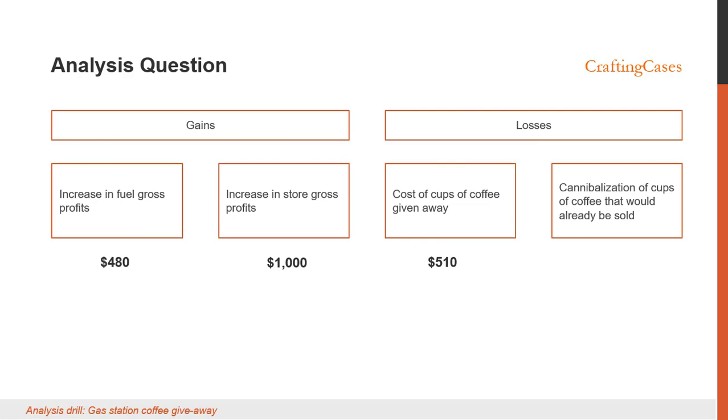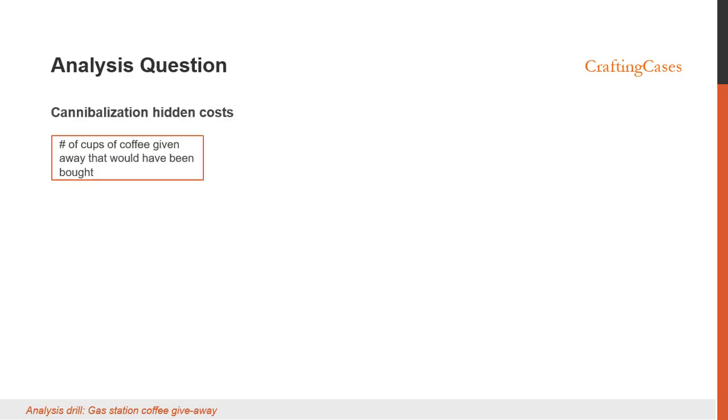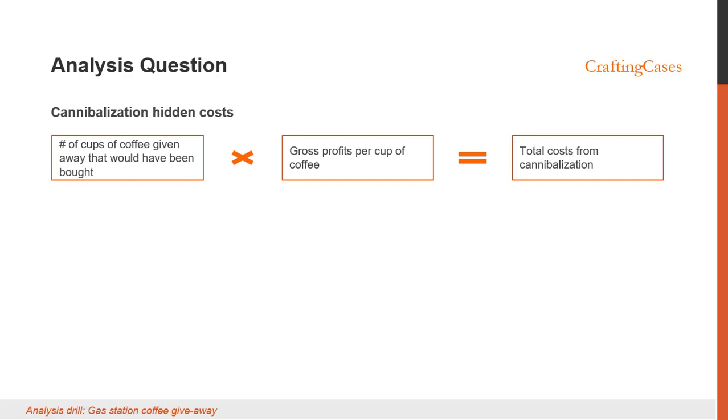cannibalization of cups of coffee that would already be sold. So I want to know the number of cups of coffee given away that would have been bought times gross profits per cup of coffee, which equals total cost from cannibalization. So I have 510 customers. 5% of those actually would buy their cups of coffee anyway. So that is 10% is 51. Half of that is 25.5. So I'll go with 26.